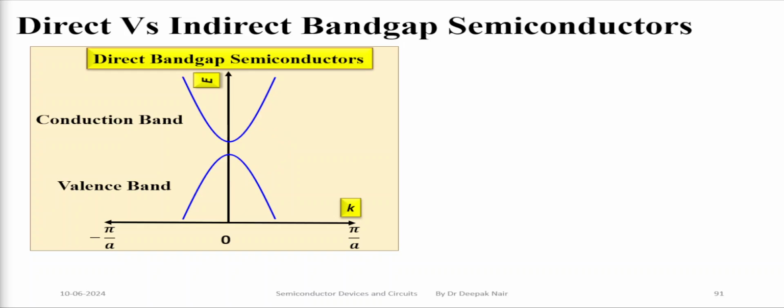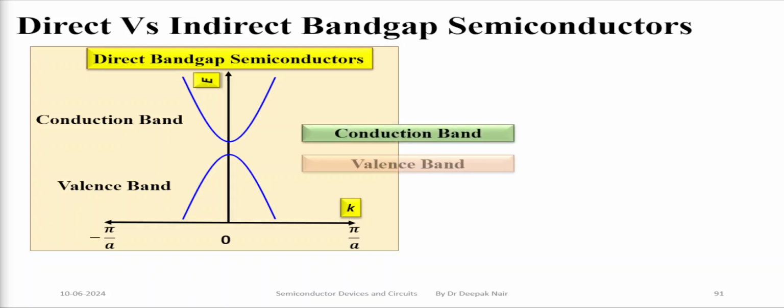Now let us see what the difference is between direct bandgap and indirect bandgap semiconductors. So here on the top we have the conduction band, and in the lower band we have the valence band. And we have also seen the E-K diagram, why it is called the E-K diagram, energy versus wave vector. And apart from that, we have also seen how we can develop different bandgap semiconductors.